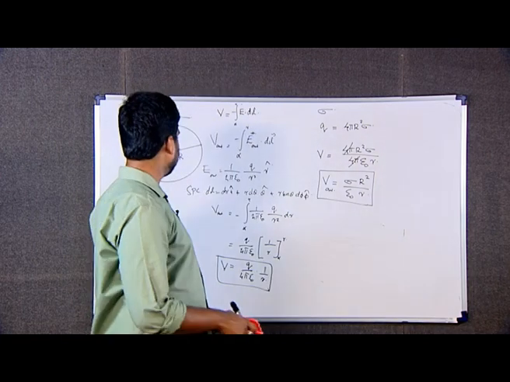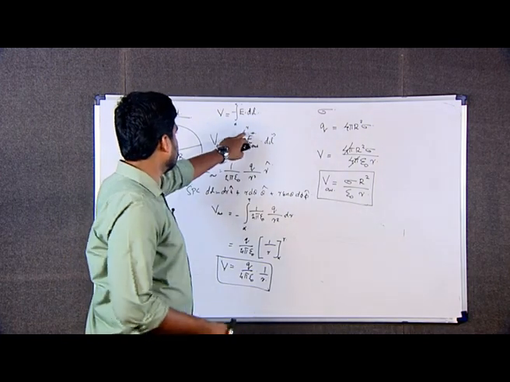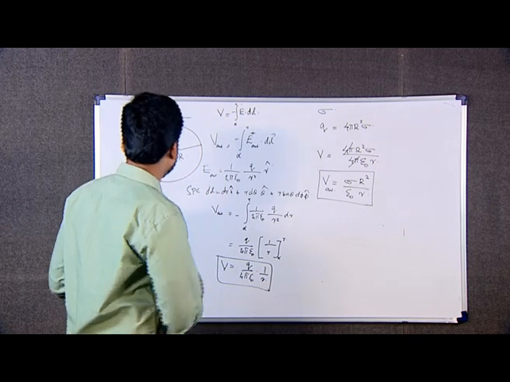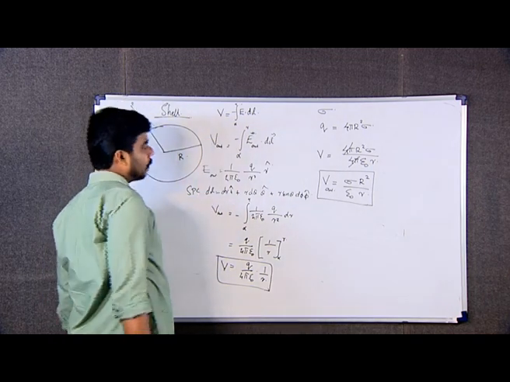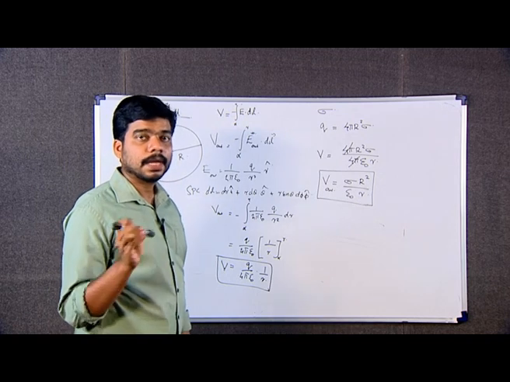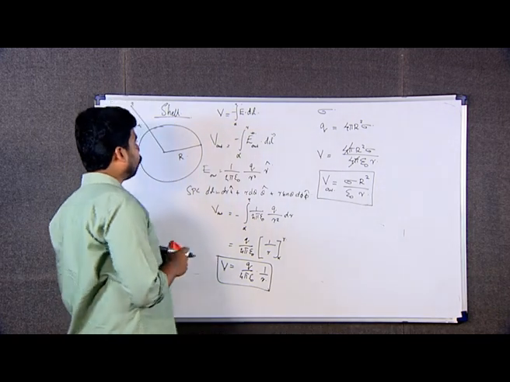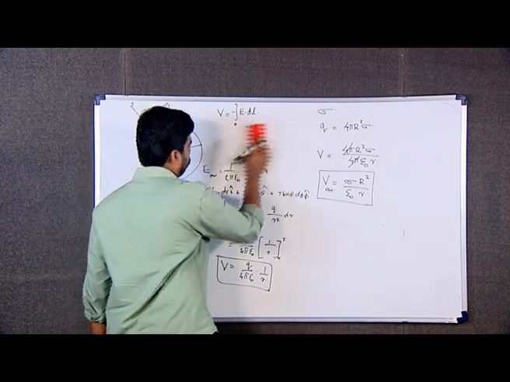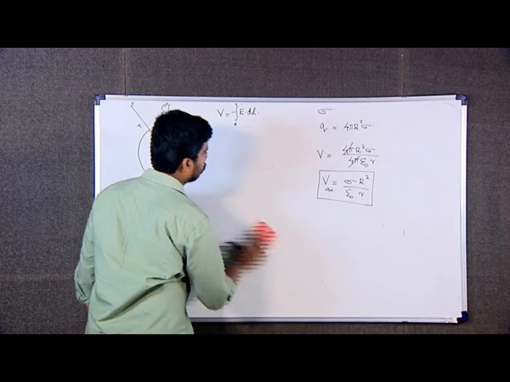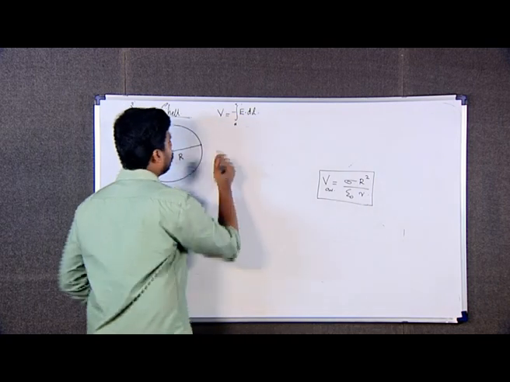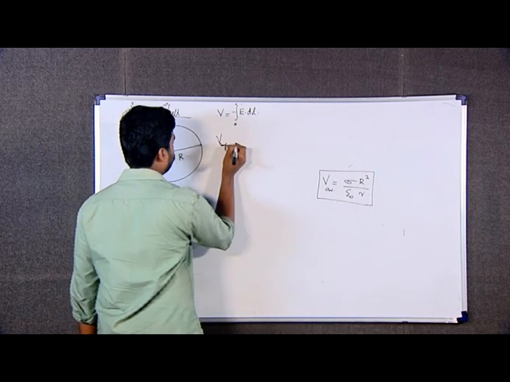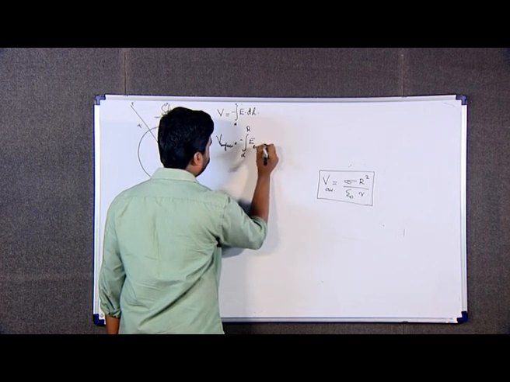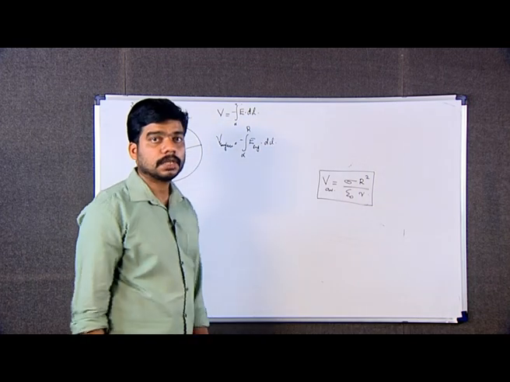On the surface of the shell, only one thing will change: this integration from infinity to small letter r will change to infinity to capital letter R, where capital R is the radius of the shell. We will check what is the potential at the surface of the shell. For the potential at the surface, V at the surface is equal to minus the integral from infinity to capital R of E at the surface dot dl.